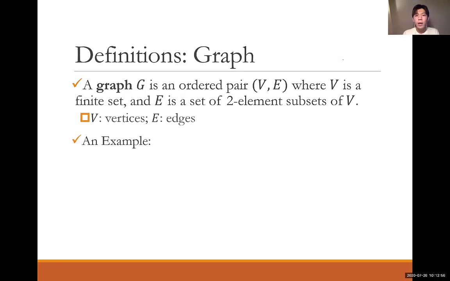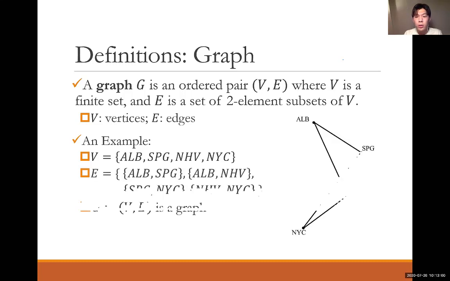And let me give some examples of graphs. So this is one. We have four vertices and also four edges. As shown, the edges are between Albany and Springfield, Albany and New Haven, Springfield and New York City, and New Haven and New York City. So there are 4 edges. This is simply an example of a graph.